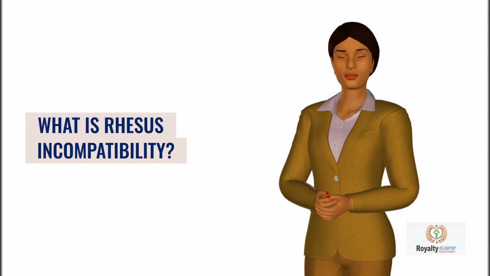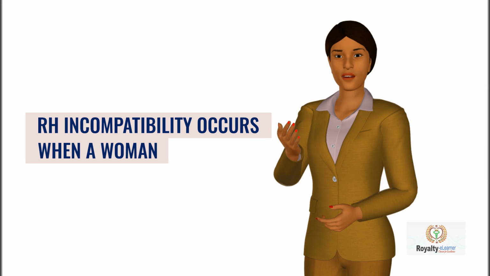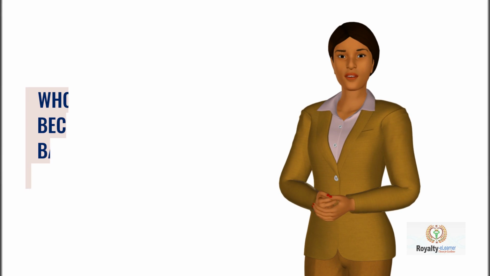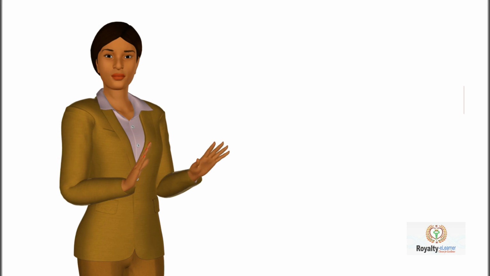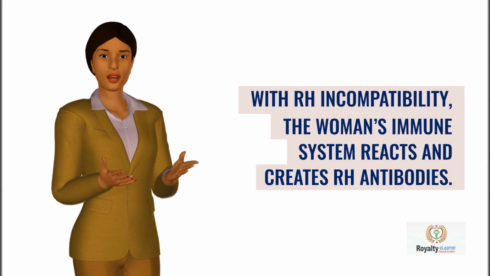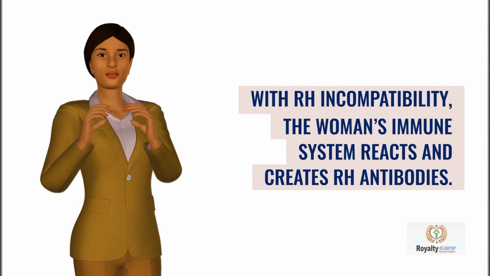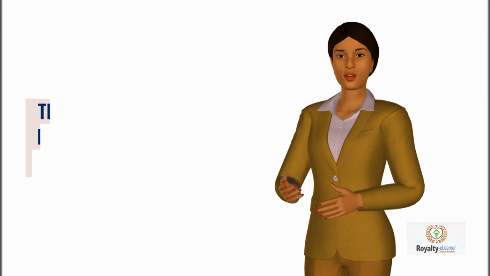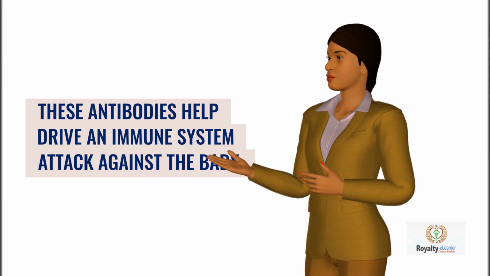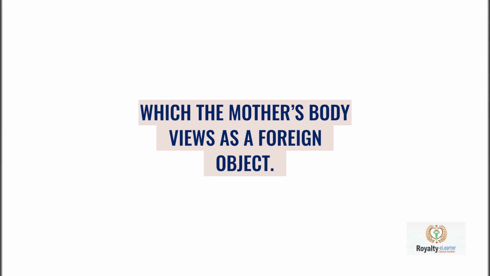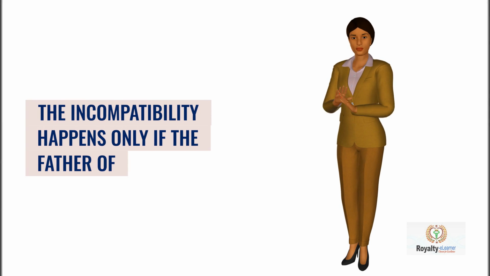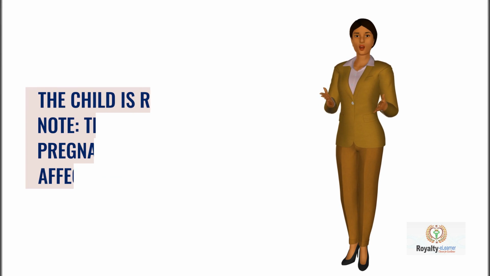What is rhesus incompatibility? Rh incompatibility occurs when a woman who is Rh negative becomes pregnant with a baby with Rh positive blood. With Rh incompatibility, the woman's immune system reacts and creates Rh antibodies. These antibodies help drive an immune system attack against the baby, which the mother's body views as a foreign object. The incompatibility happens only if the father of the child is Rh positive.